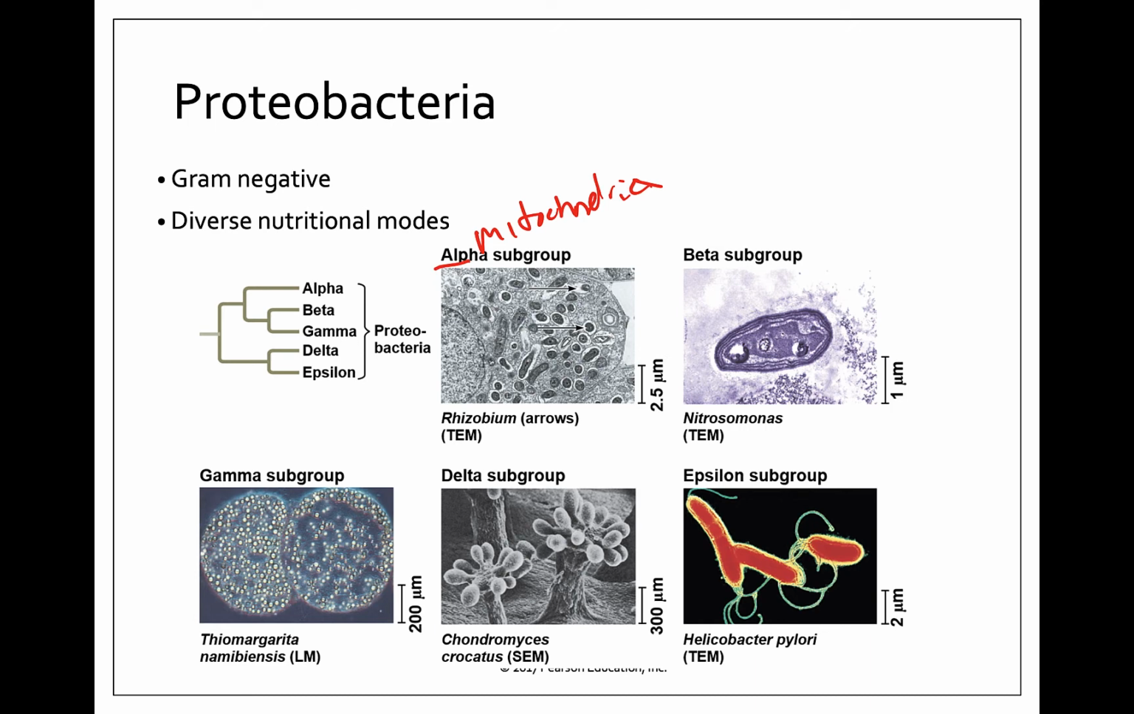The beta Proteobacteria are very nutritionally diverse. Nitrosomonas is used for soil bacteria. It recycles nitrogen. Within this group, we will find Neisseria gonorrhoeae. So that's the bacteria that causes gonorrhea. The gamma group are mostly bacteria that metabolize sulfur. And there are several pathogens in this gamma group as well.